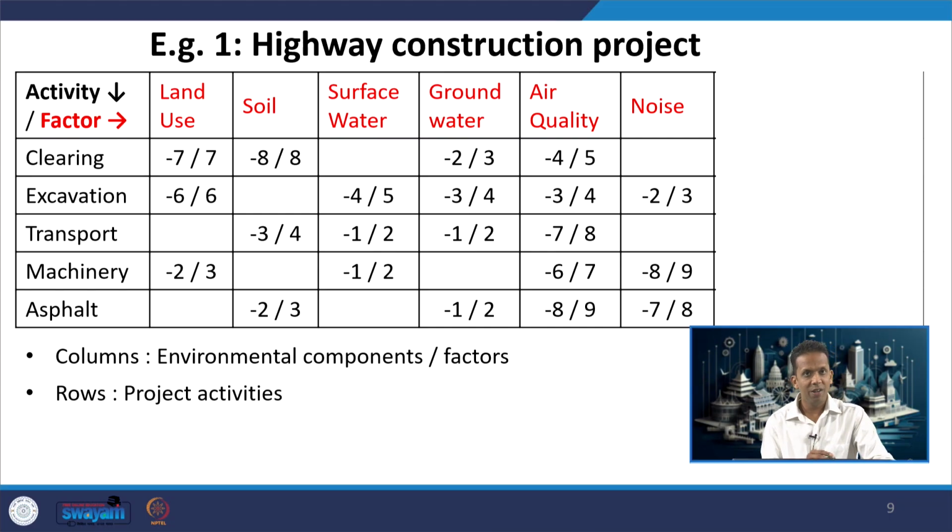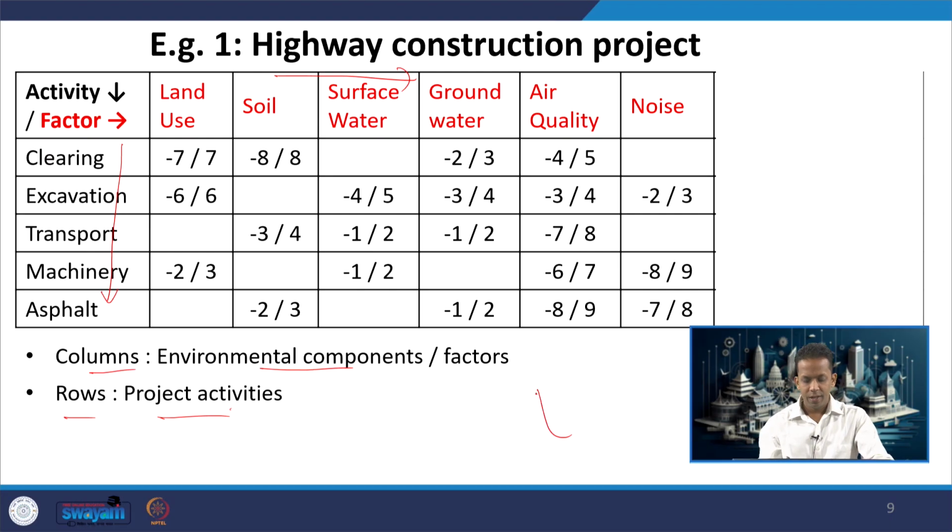What you can see here is that I have represented activities row wise and environmental components column wise. I did this because the number of activities which I considered was less than the number of environmental factors that I am considering. Okay. So, columns represent environmental components or factors, and rows represent project activities. This need not be a consistent rule, you can swap the rows and columns also. Columns can show project activities, and rows can show environmental components or factors.